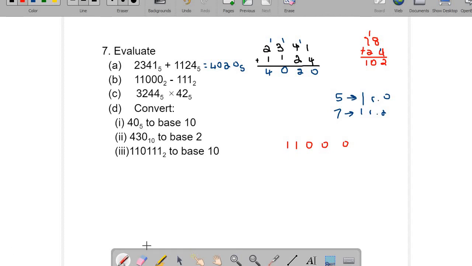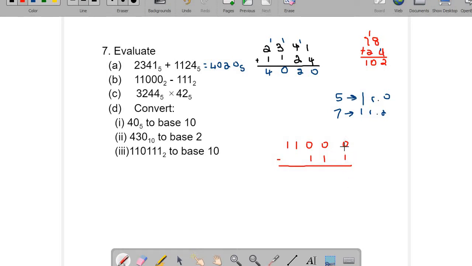Okay, let's do question B. So just like when you're subtracting your regular base 10 numbers, you are going to line up your digits according to their place values. Okay, so I'm just going to do that here. Once you're finished with that, you can go ahead and start subtracting just like you normally would. Okay, so we're going to start from the rightmost column.